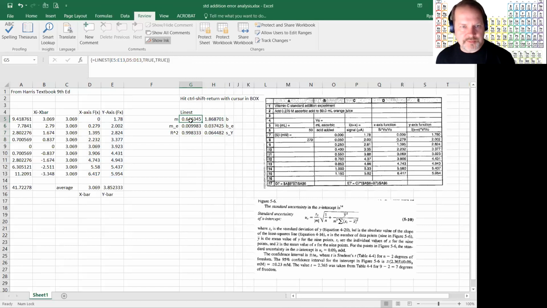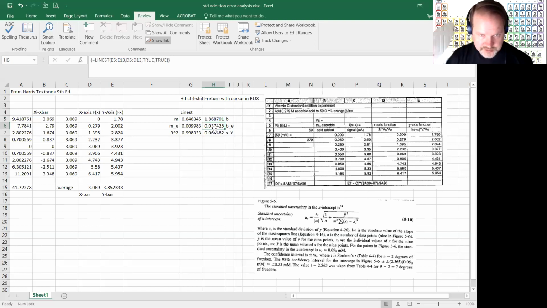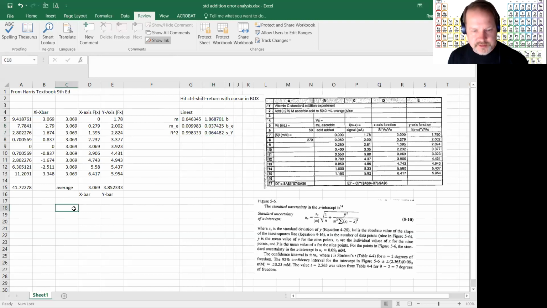This up here is your slope. This is the error in the slope. This is your correlation coefficient squared. Your y-intercept is this number, intercept error there, and then your y-error here. So we're going to use this information to complete this. I need S sub y. That comes from the LINEST, and that is just from here. I'm going to need my slope. That's going to be up here.